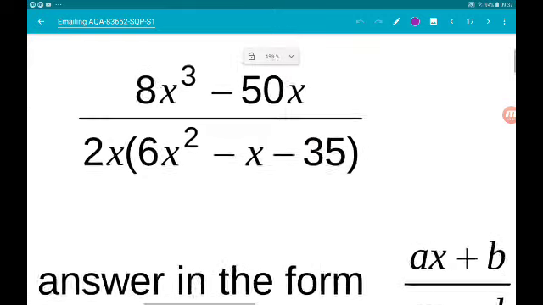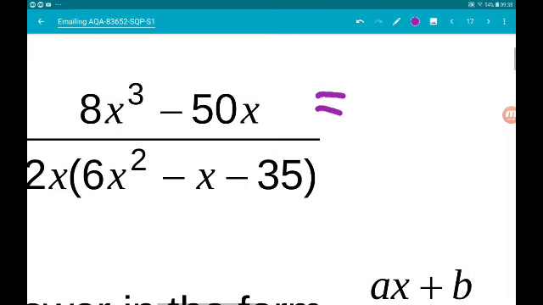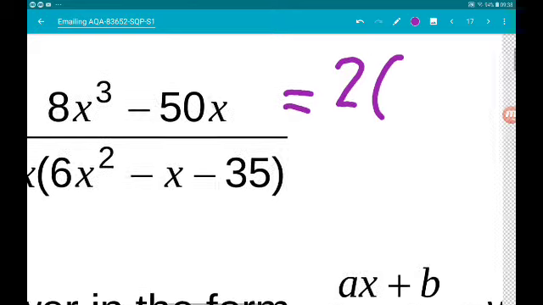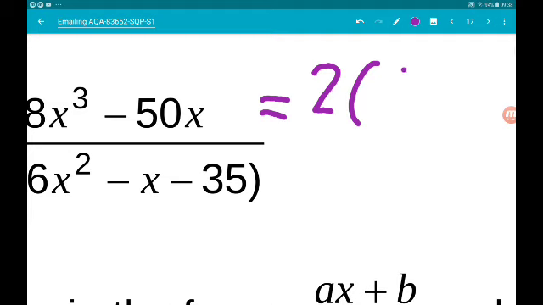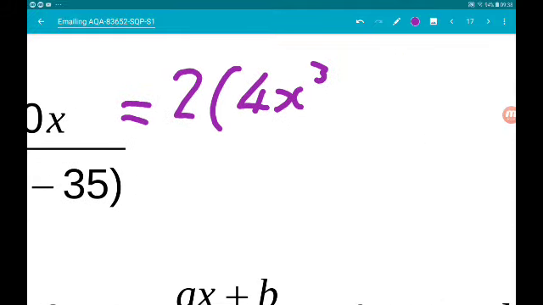So let's just look at the top. There's a common factor of 2 we might spot first of all. So we can take 2 out. That's going to give us 4x cubed minus 25x.